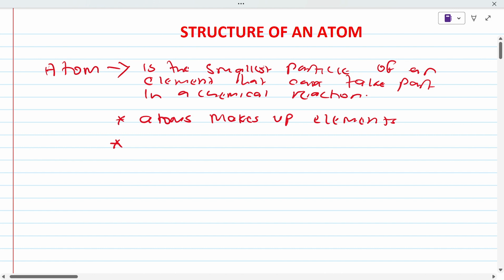And if they're the ones that take part in a chemical reaction, it is atoms that give elements their chemical properties. They define chemical properties of elements.